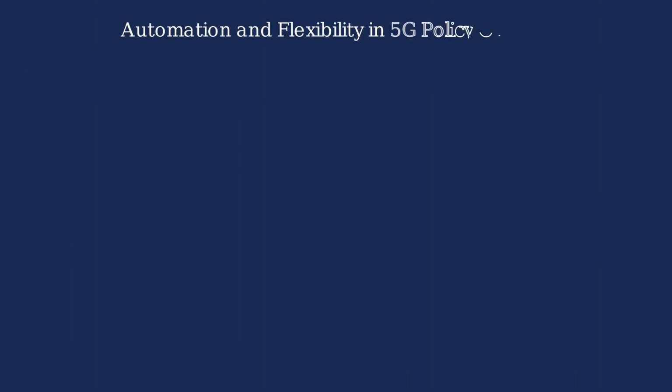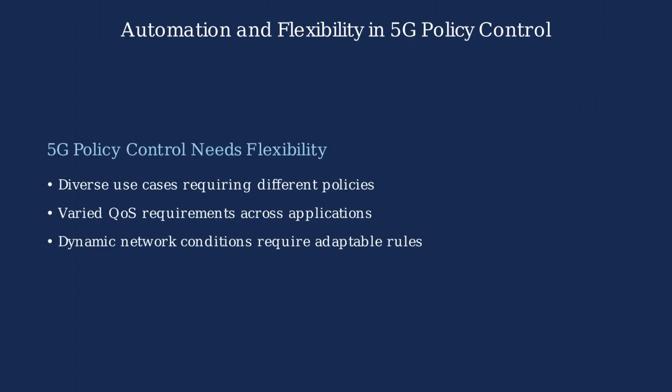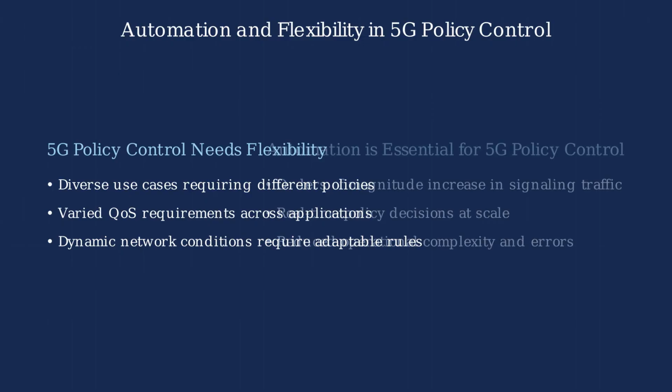As 5G networks scale to support millions of devices and diverse use cases, policy control systems must evolve. 5G policy control must be highly flexible and agile to manage increasingly complex networks with diverse requirements. The variety of connected devices in 5G, from IoT sensors to augmented reality headsets to autonomous vehicles, each require different policy handling. Policy control systems must be flexible enough to handle different strengths, quality of service requirements, service prioritization, and dynamic network conditions. Automation becomes essential as 5G networks face orders of magnitude increases in signaling traffic compared to previous generations.